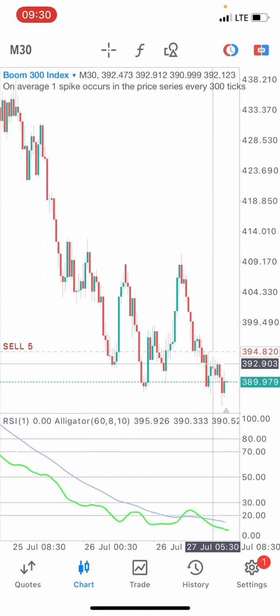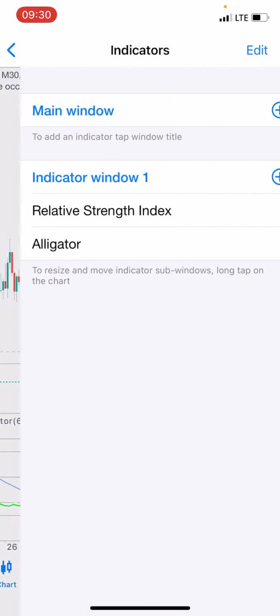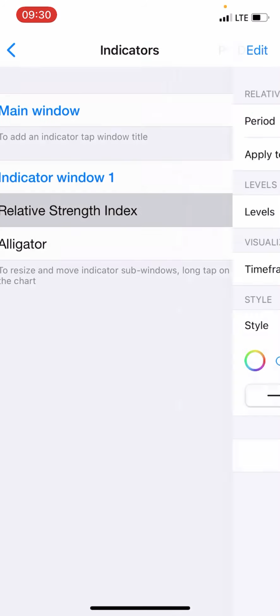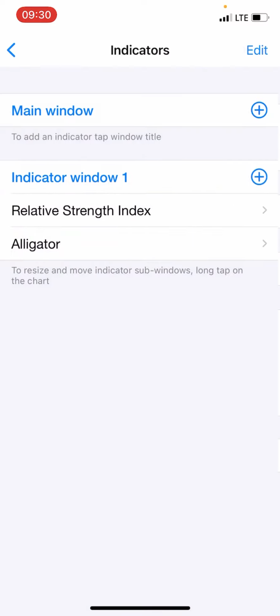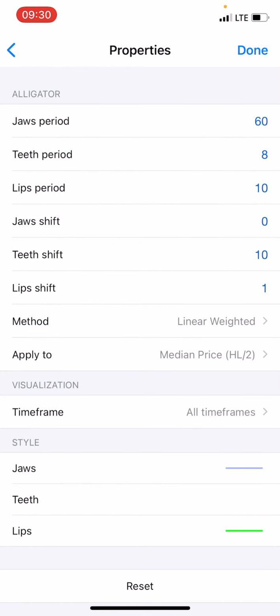You've seen that this indicator works very well, and here are the settings. Of course, I shared with you earlier, the RSI. You can just screenshot this, and also the Alligator. So make sure you use these settings.